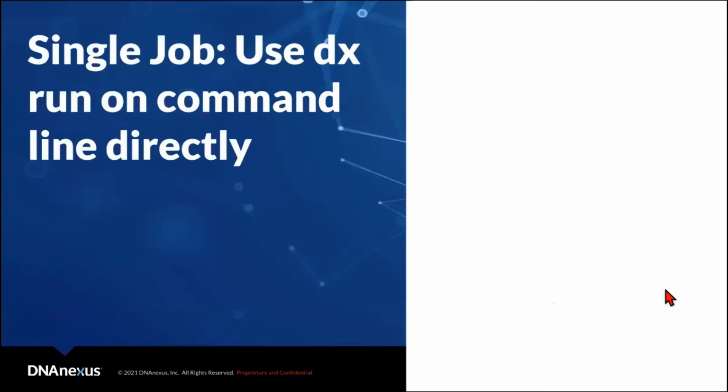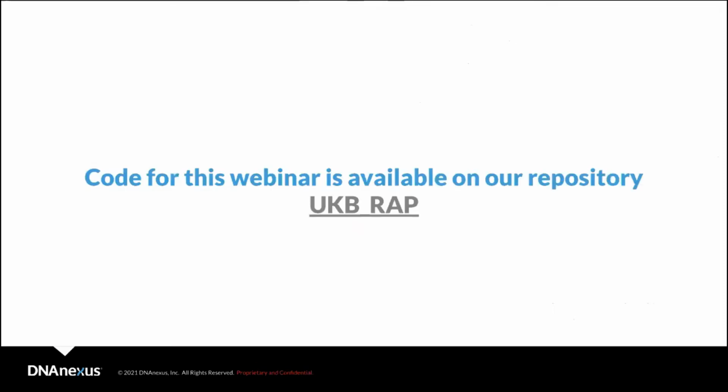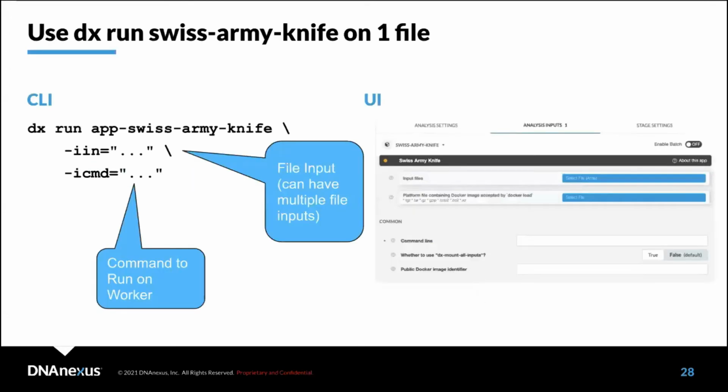Okay, so these were some basic introductions into how we would use our Swiss Army knife. And now let's look into our example. The code for this webinar is available on our repository, UKB RAP. Here is the link, but you can go to our repository right now and find the code. It's already there.